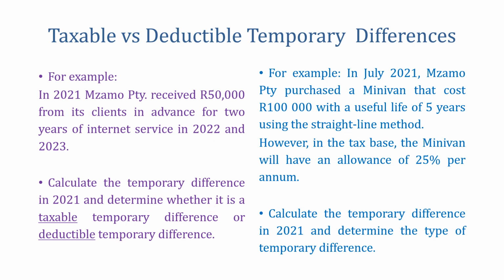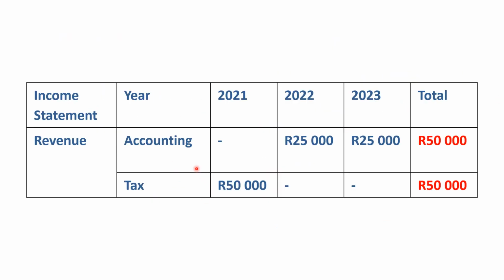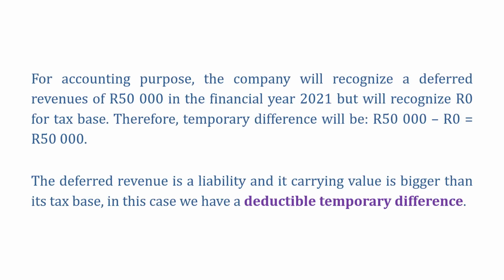If we go quickly to our calculation, you're going to realize that from an accounting perspective, the revenue that we're going to recognize in year 21 is a deferred revenue. However, when we start rendering service and satisfying our performance obligation, in year 22 we're going to recognize 25,000. In year 23, we're going to recognize 25,000, which gives us a total of 50,000. However, from a tax perspective, we're going to recognize 50,000 in year 1, the moment that we receive that money. Okay. So from an accounting perspective, the company will recognize a deferred revenue in its financial statements in year 21.